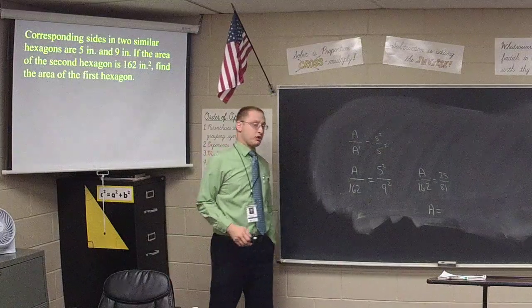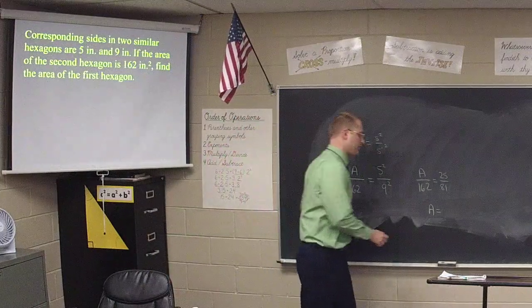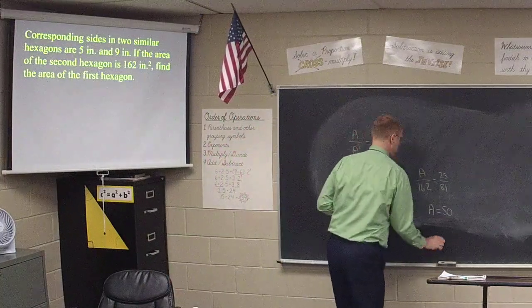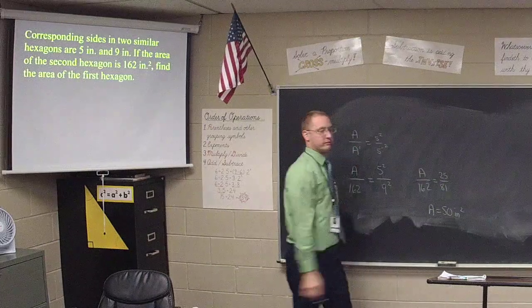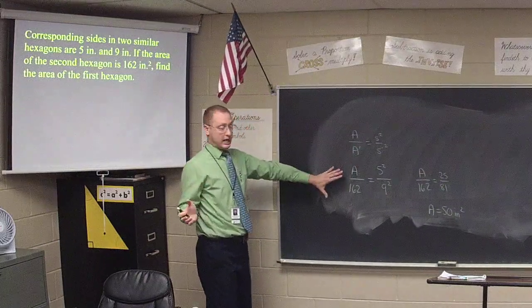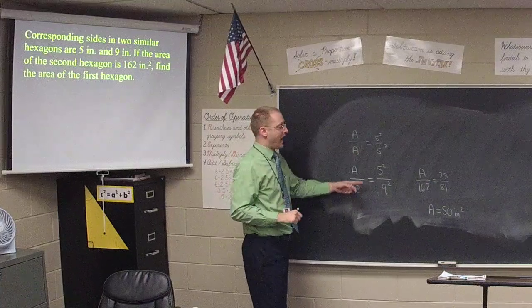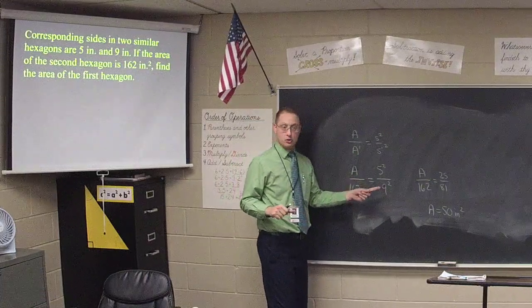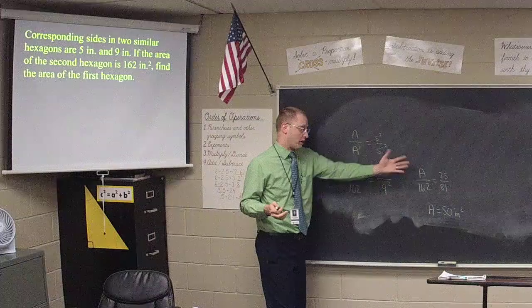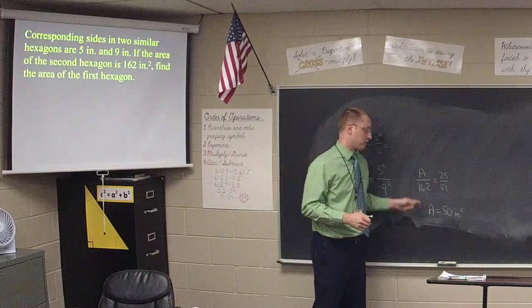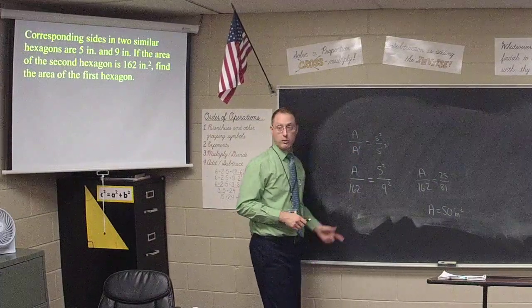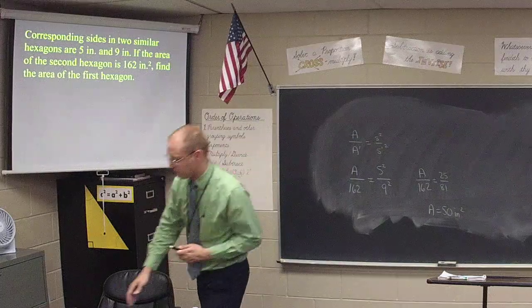And what do we get for the area of the first hexagon, class? 50 inches squared. Did you plug it in correctly? Did you say A is to 162, that's the area of the second, as 5 squared is to 9 squared? Squared, we get 25 and 81, and just cross multiply on your calculator. Questions? Let's take a look at another one.